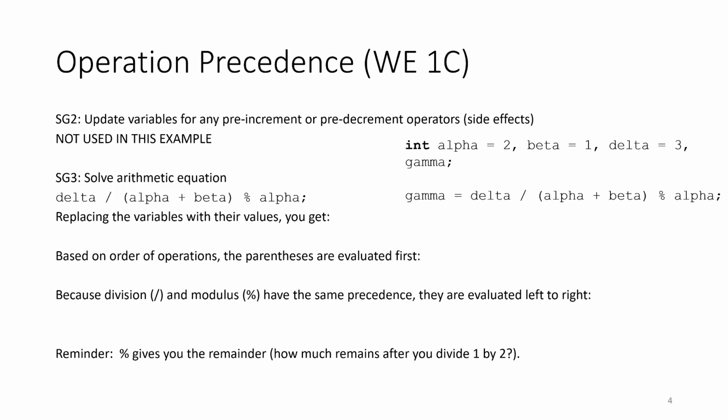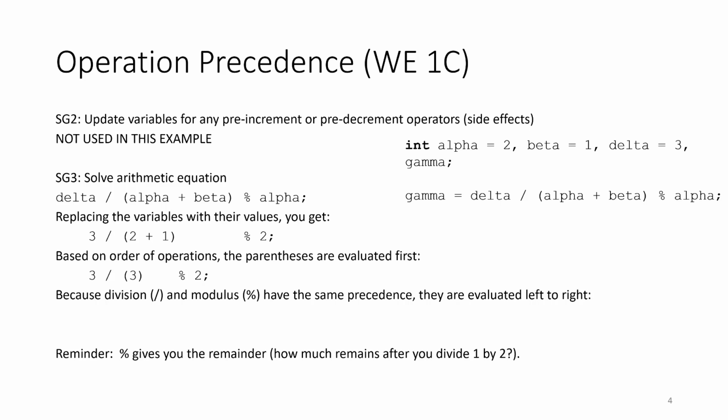Subgoal 2 is not used in this example. Subgoal 3 is to then solve the arithmetic expression. Putting in the values, delta has a value of 3, alpha has a value of 2, and beta has a value of 1. Substituting in those values, we have 3 divided by the quantity 2 plus 1, mod 2. By order of operations, the parentheses are evaluated first. 2 plus 1 is 3. This results in 3 divided by 3 mod 2.